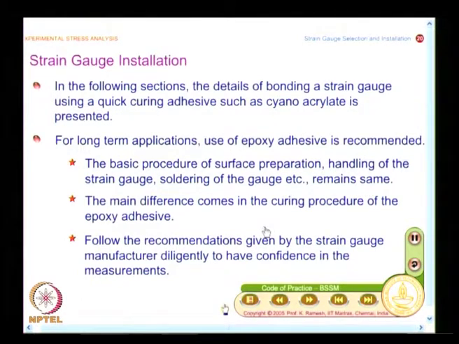And a general advice is, follow the recommendations given by the strain gauge manufacturer diligently to have confidence in the measurements. So, the focus is that I must have confidence in the measurement, and confidence comes only when the strain gauge is perfectly bonded on the surface, and for perfect bonding you need to follow a procedure, and we will see even minute details which are required in looking at various aspects of surface preparation, bonding, soldering, etc.